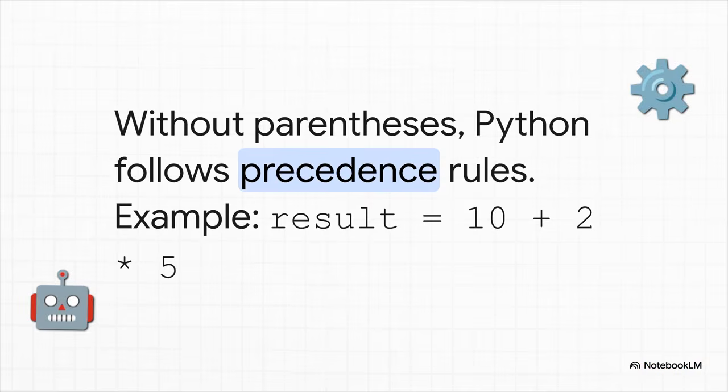Let's look at a fresh example. Here we've got 10 plus 2 times 5. Now, we know from that precedence table we just saw that multiplication outranks addition. So Python is going to do the 2 times 5 first, which is 10, and then it'll add the other 10, giving us 20. That's the default behavior, standard stuff.